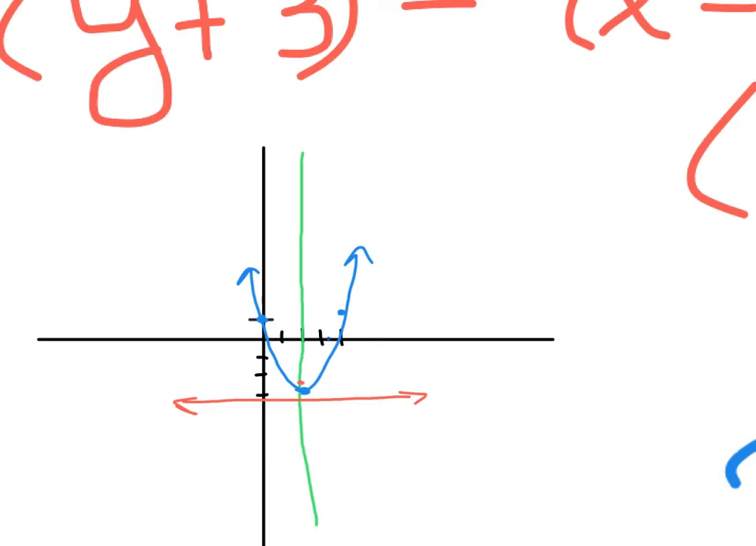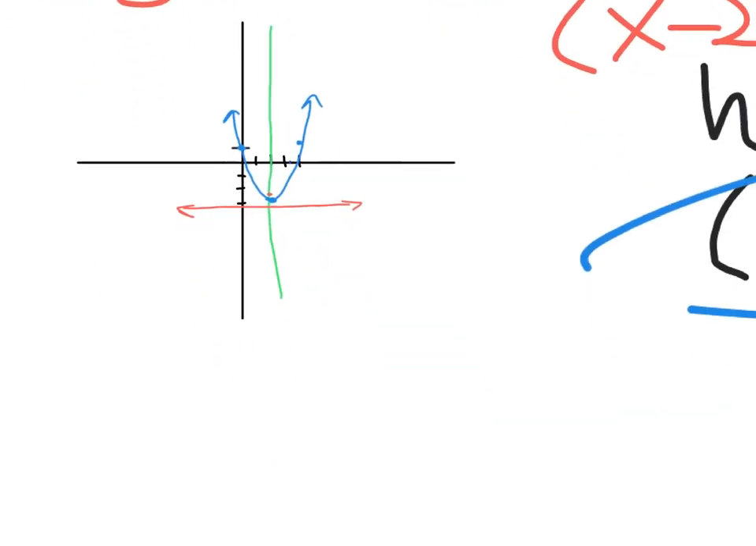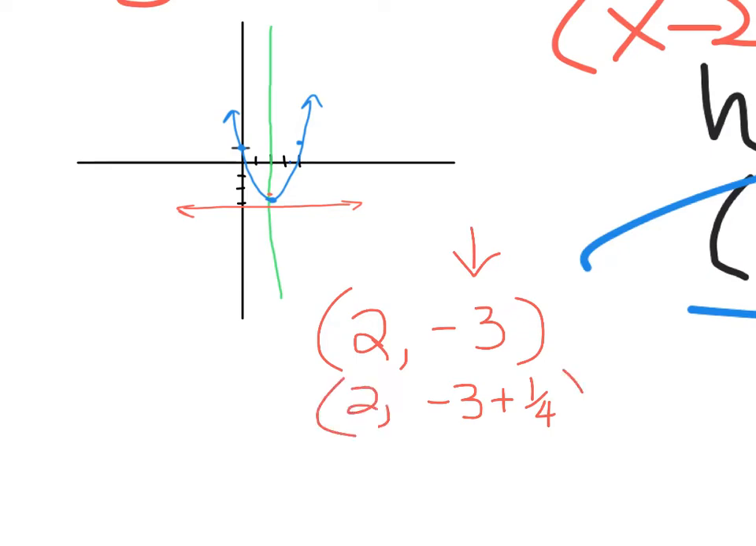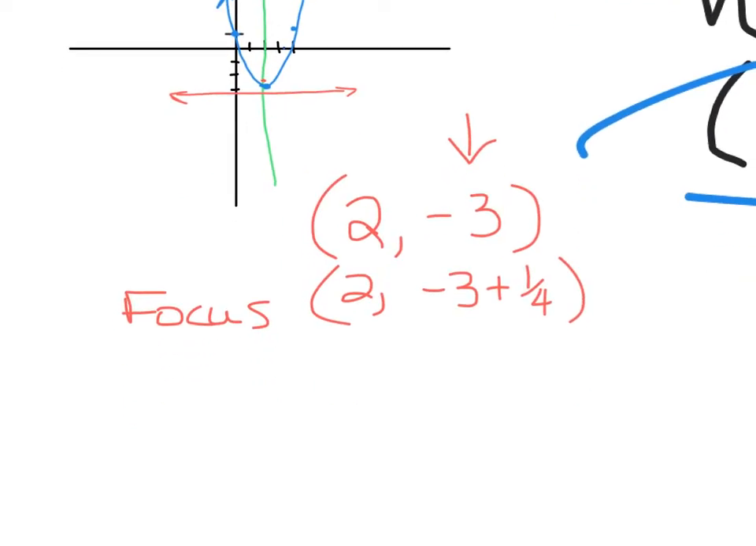So again, we're going to take our vertex point, which is 2 and -3. Remember, when it's a U shape, we're going to be working with the y value. Because notice, from the vertex, we went up 1/4. So I'm going to get my new ordered pair by doing -3 plus 1/4. And that's going to give me my new coordinates here for the focus. So the focus is going to be located at 2, -2 3/4.